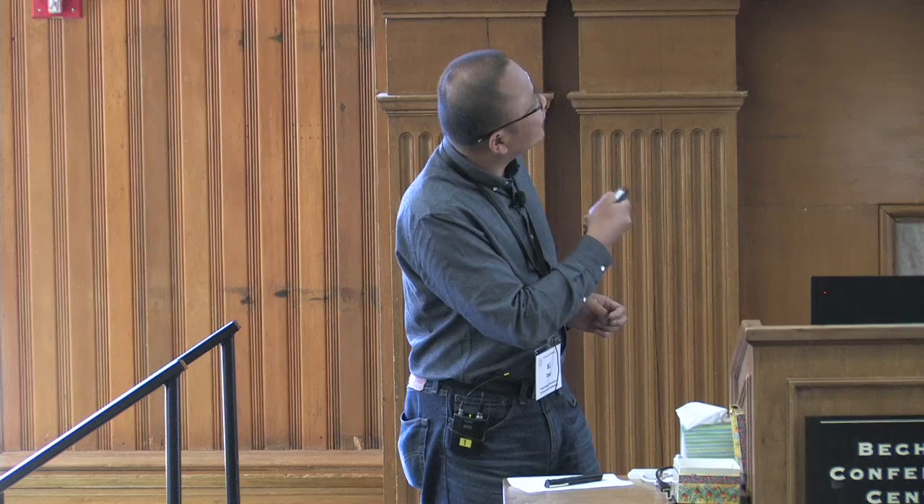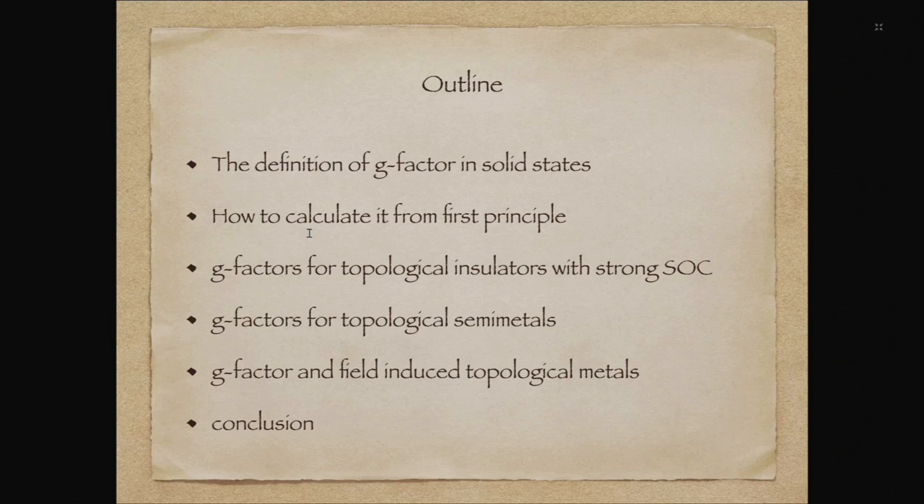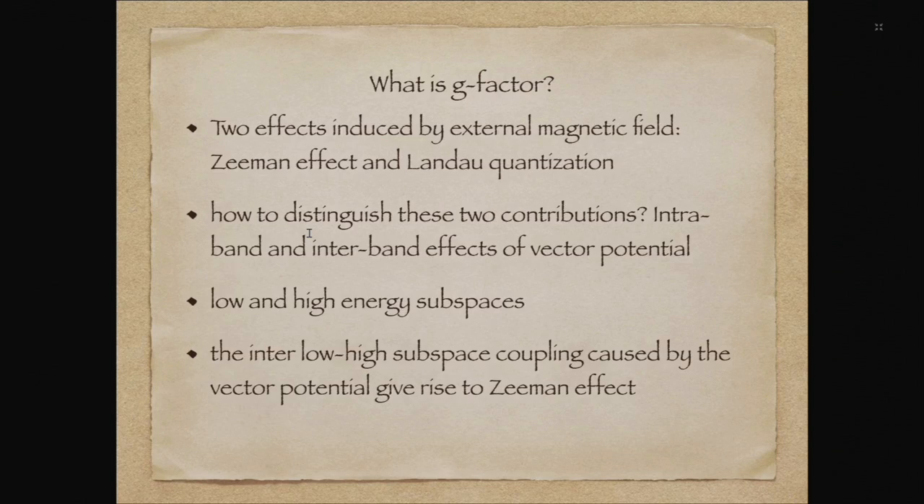So, and I will give you some examples of why the G factor is so important to determine lots of properties of topological materials on their magnetic field. I think I've already mentioned there are two effects of external magnetic field, the Zeeman effect and the Landau level quantization. So then how to distinguish these two effects?